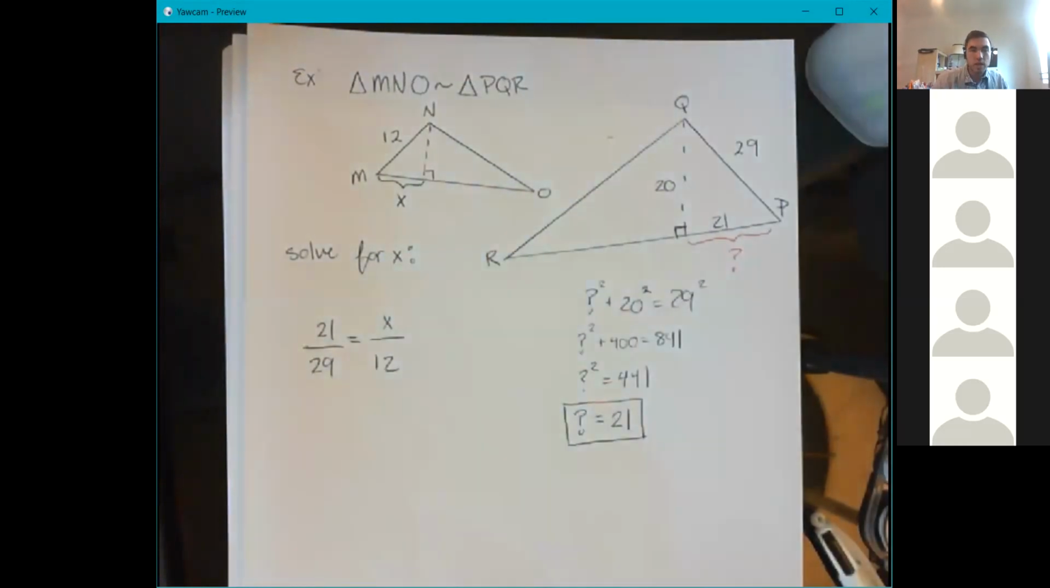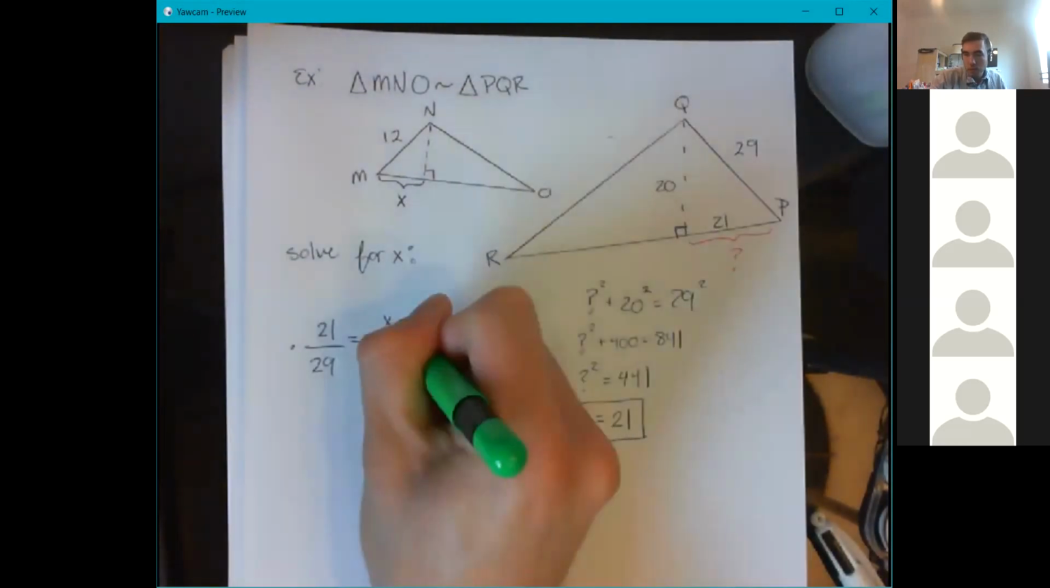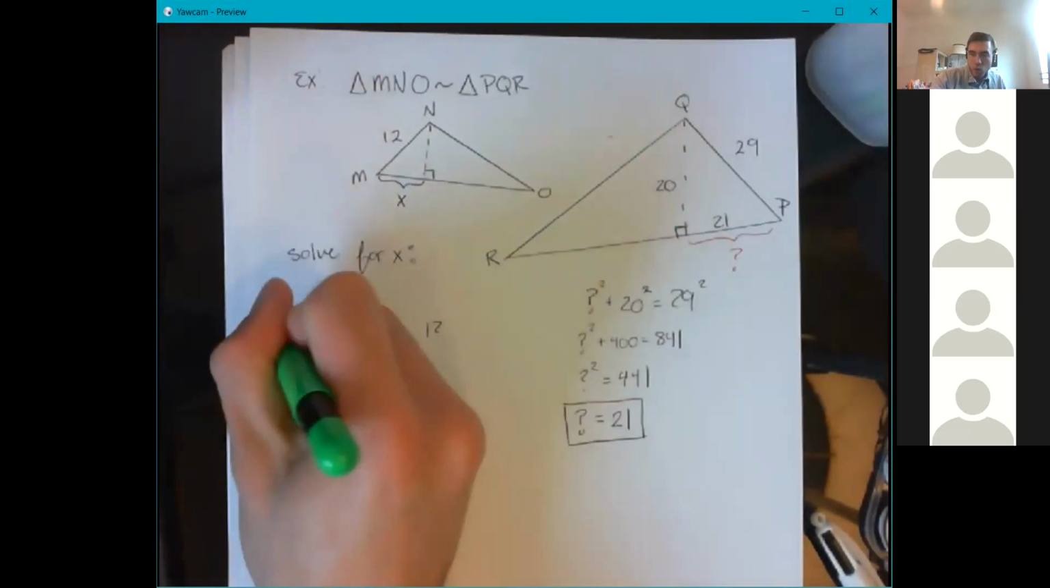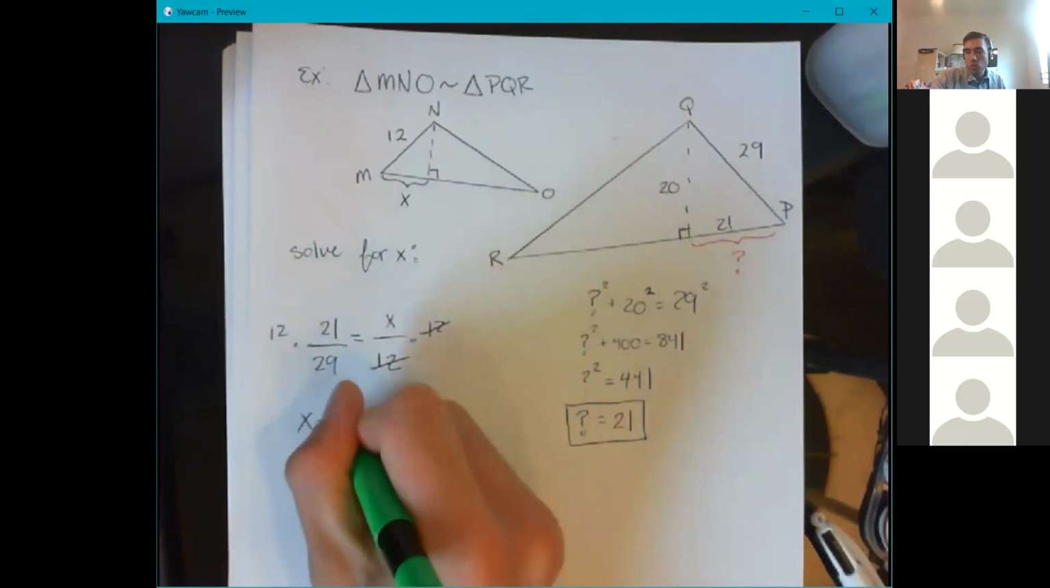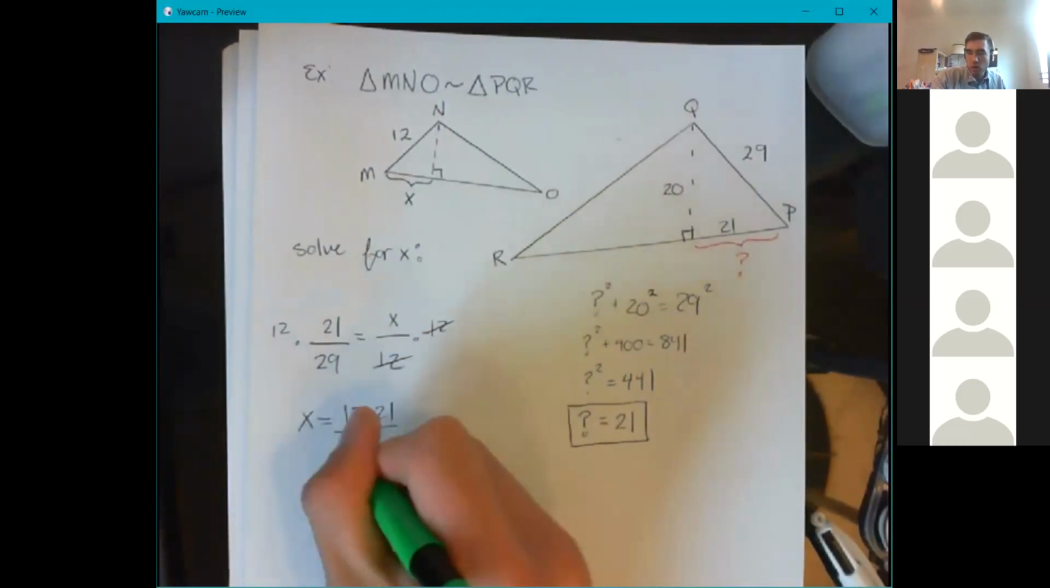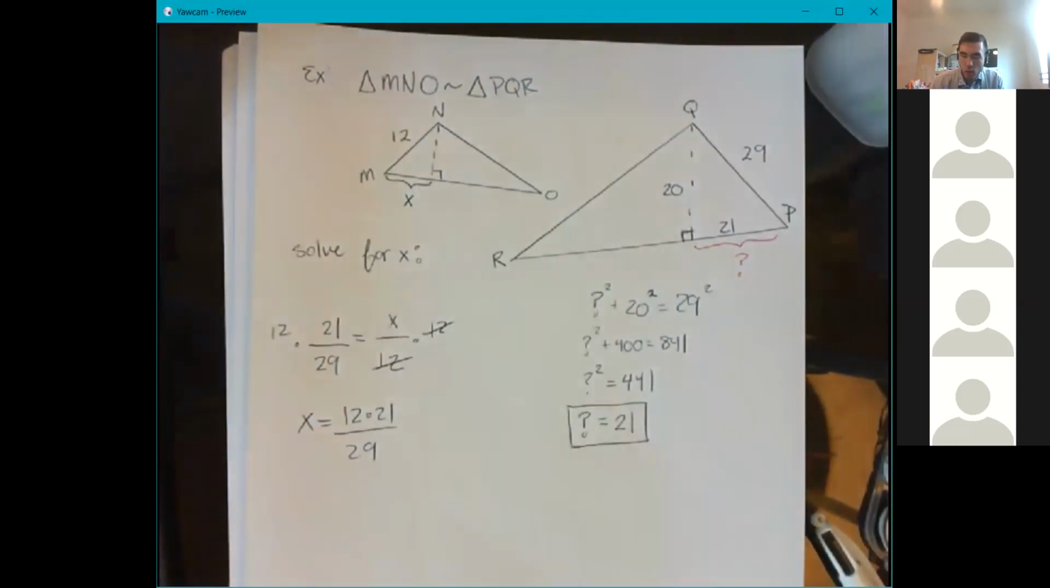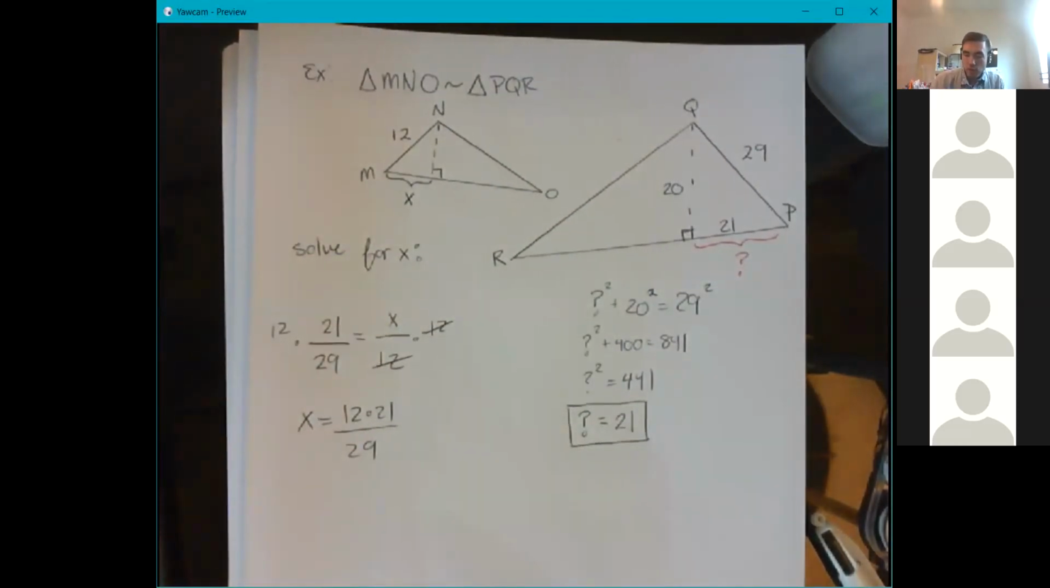And now this is nice. I'm going to have to cross multiply that. To get x alone, I just have to multiply both sides by 12. On the right, 12 and 12 cancel. And so x must be equal to 12 times 21 over 29. 12 times 21 is 252. And I believe that 29 is prime.